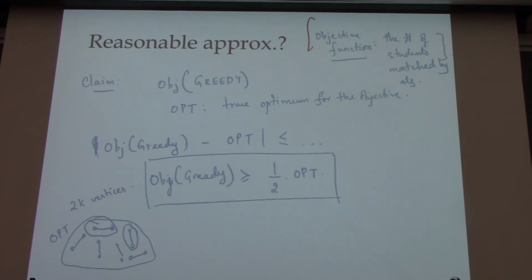Okay, so good. So there's a subclaim that he's making, which is that for every edge in the optimal matching, you can come up with a vertex that was matched by greedy.